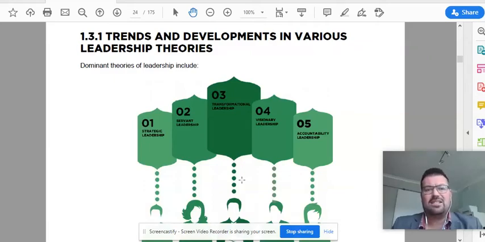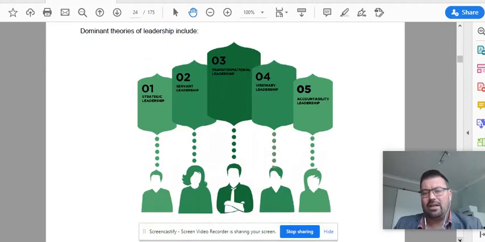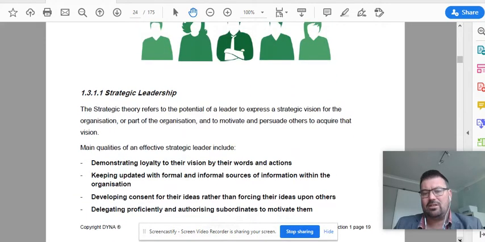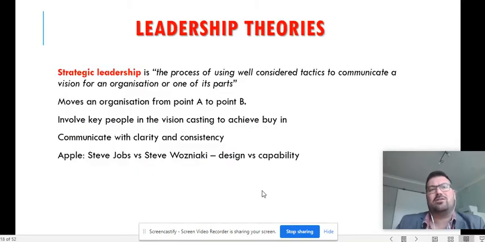All right, the next section looks at leadership theories. We're going to be looking at five leadership theories that are commonly used in organizations. You'll see those five on the screen at the moment: strategic leadership, servant leadership, transformational leadership, visionary leadership, and accountability leadership. That's going to start in your section one from page 19, where you can follow all of these different theories. So let's go into the nuts and bolts of these theories.